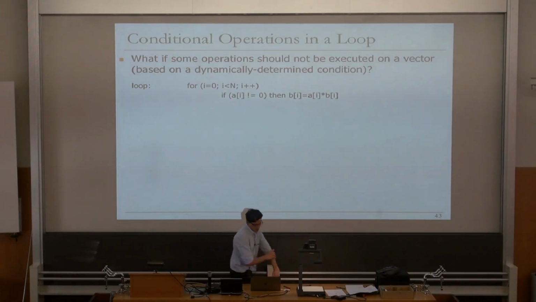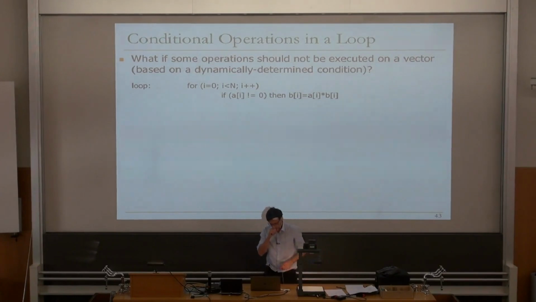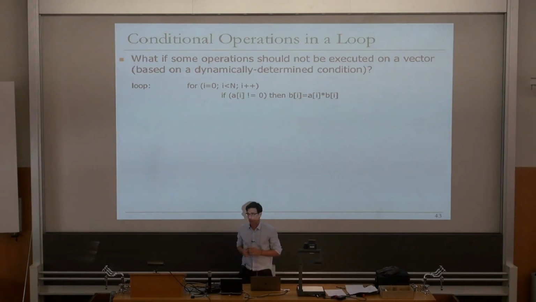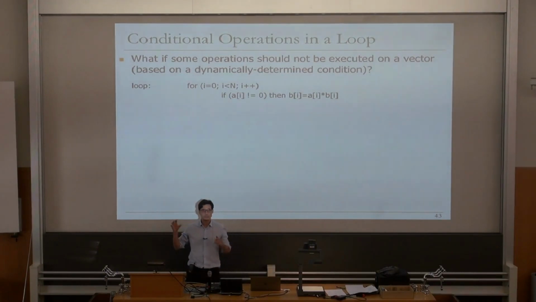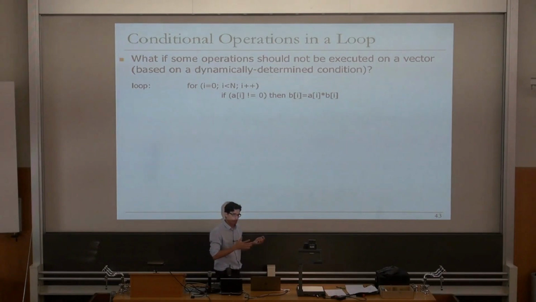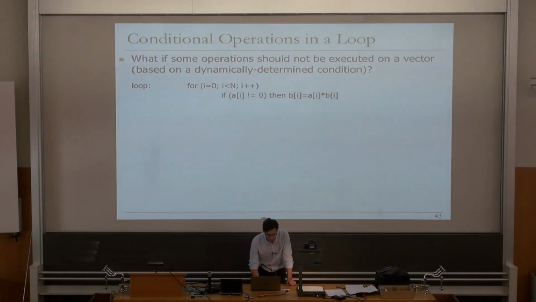So, now we have one new question here. What if some operations should not be executed on the entire vector? What if for some operations, we just want them to be executed on some elements of the vector, depending on some predicate, right? For example, here, in this loop, what we have is some multiplication, but we only want to execute this multiplication if the value of the corresponding element in array A is different to 0.